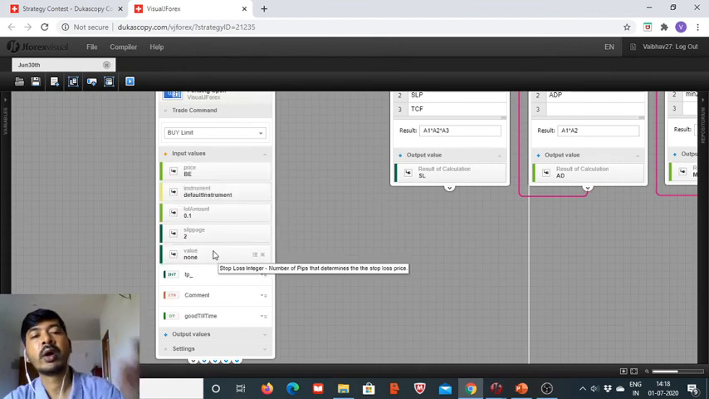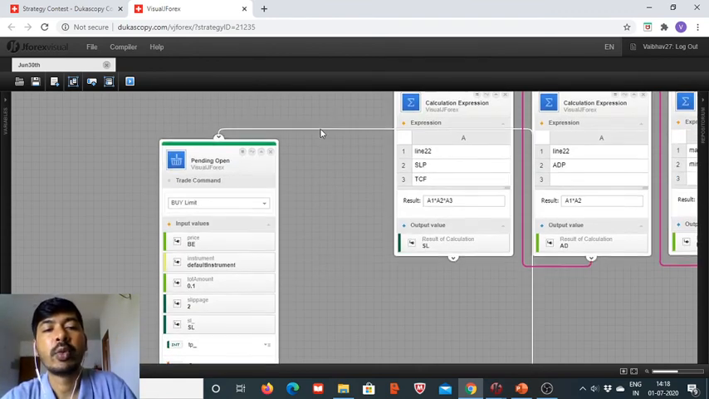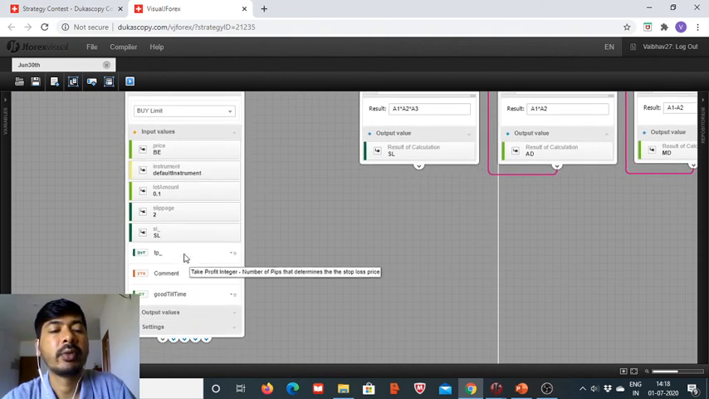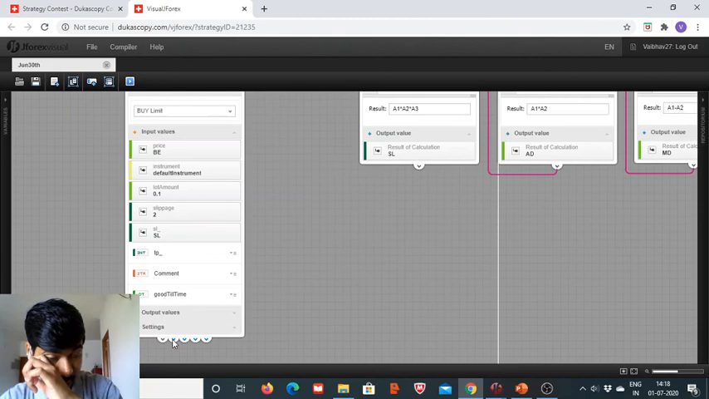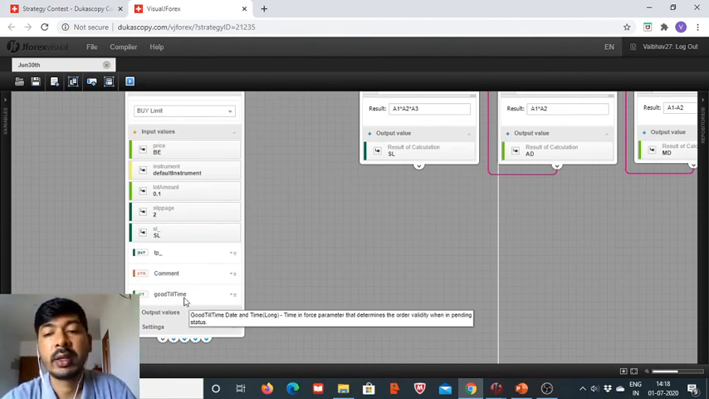So to complete the pending open for the buy limit order, we will now need to create two variables, the TP and the order validity time, and we will do it in tomorrow's session.